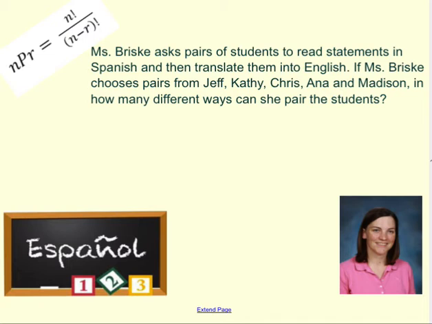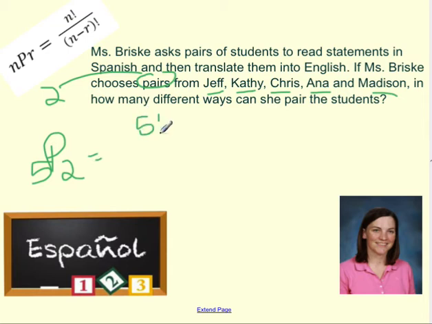So Ms. Brisky asks pairs of students to read statements in Spanish and translate them to English. So we're choosing pairs. So if we're choosing pairs, that means that we're picking 2. So we have 1, 2, 3, 4, 5. So we have 5 students and we're putting them in pairs, which means we're picking 2. So let's go ahead and calculate out that permutation. So on the top we have 5 factorial, and on the bottom 5 minus 2 factorial. So then that gives us 5 factorial divided by 3 factorial.